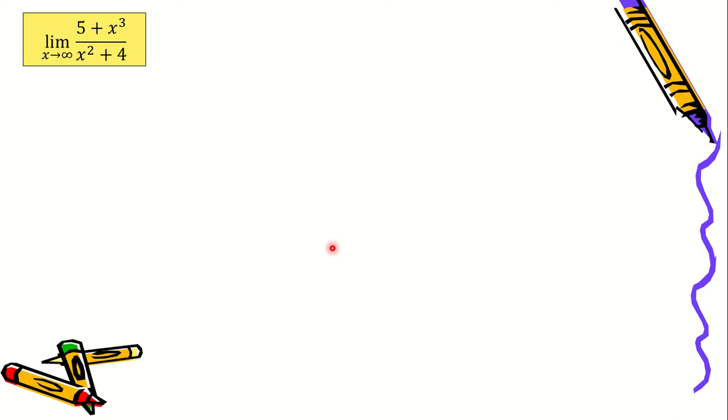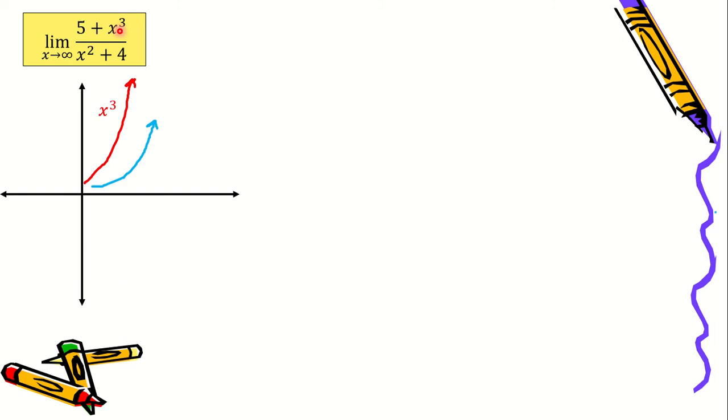So let's have our last example. So what is the limit of 5 plus x cubed divided by x squared plus 4 as x approaches infinity? So the most significant term in the numerator is x cubed, and the most significant term in the denominator is x squared. X cubed increases at a faster rate than x squared. So therefore, the function is top heavy, which means that the limit could be positive or negative infinity, but it's probably going to be positive infinity.